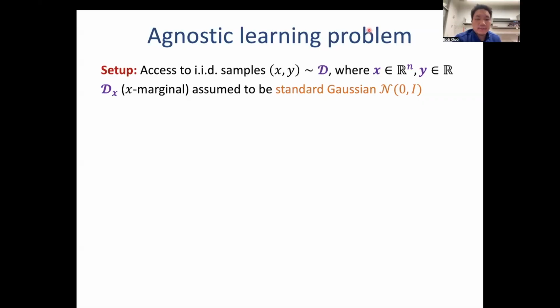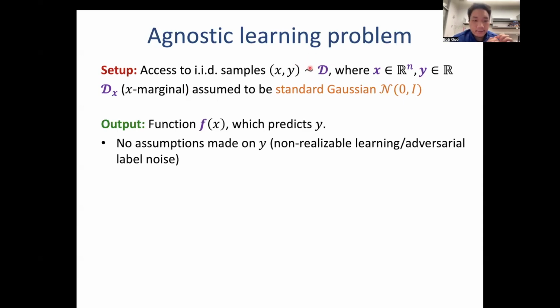And now let's define our problem. This problem is called agnostic learning, and imagine a learning algorithm. The input to that algorithm would be training samples. So naturally, we will give the algorithm access to IID samples (x, y) drawn from distribution D, where x is n-dimensional and is often called the features, and y is one-dimensional and is often called the label. We make the additional assumption that D_x, namely the x marginal of the distribution D, is the standard Gaussian. And the output of the learning algorithm is naturally a function from x to y, namely a function that predicts the label based on features.